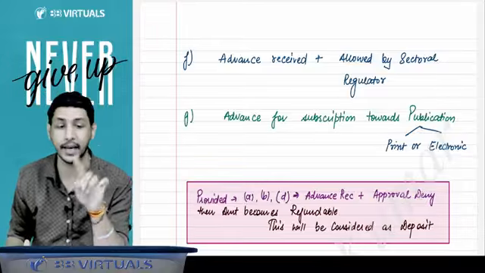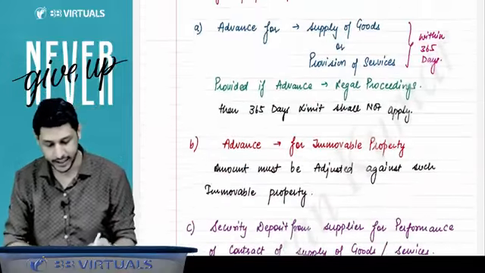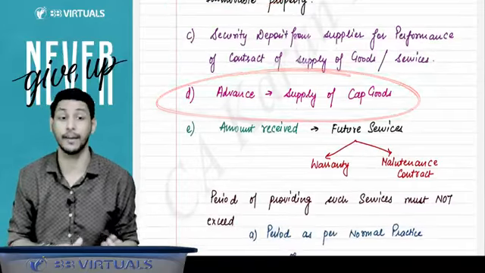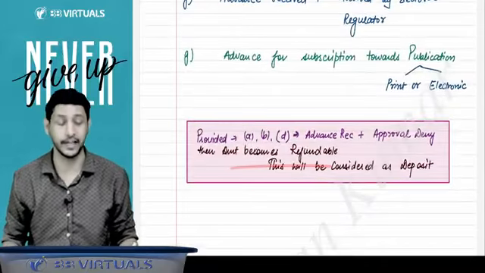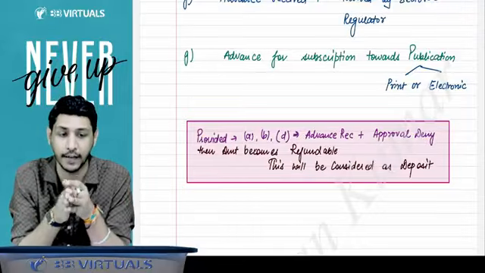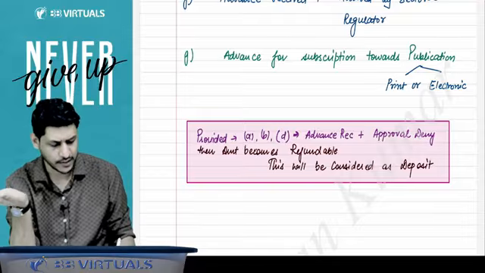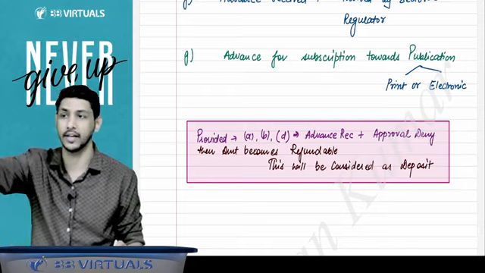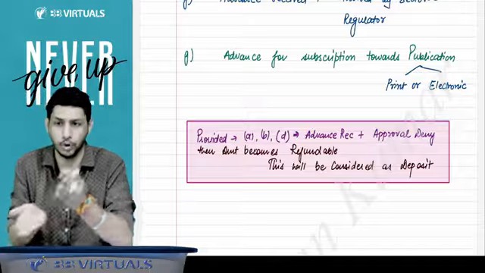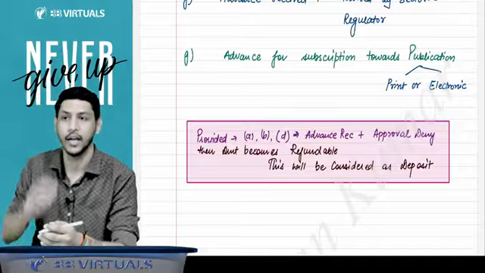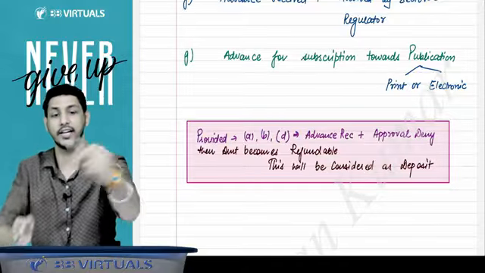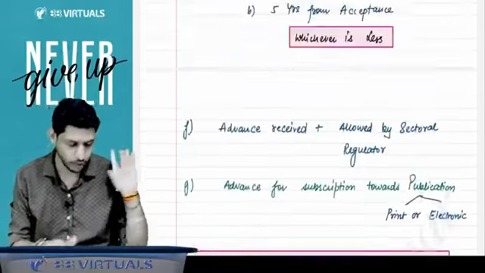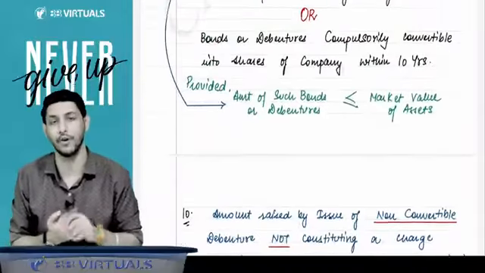But for points A, B and D, what is A, B and D? A, that is supply of goods and services. B, that is advance for immovable property, and advance for supply of capital goods. In case the amount becomes refundable, and some approval was required to do that transaction, but that approval got denied, the authority didn't give you the approval, then the amount becomes refundable. You just refund that amount within a period specified. If you do not refund that amount, then it will be considered as a deposit. And by this, beautifully, you have completed the entire chapter of the deposits.